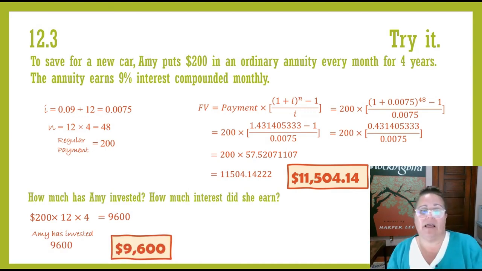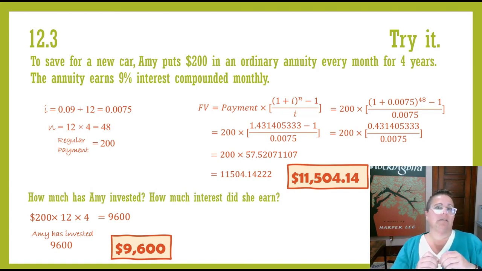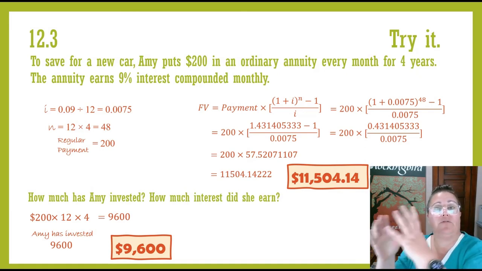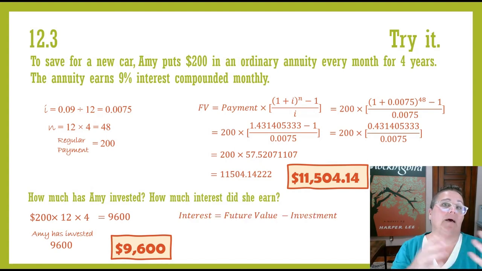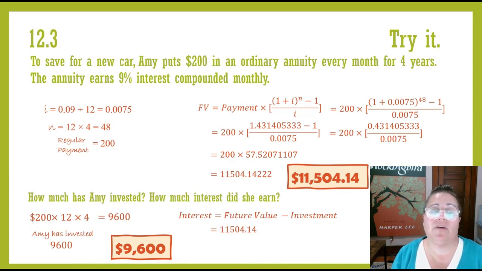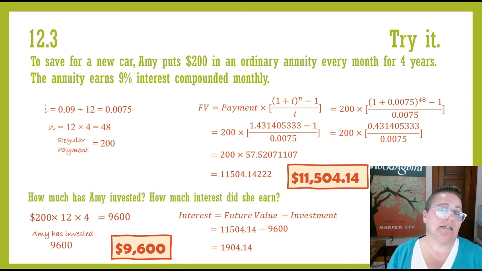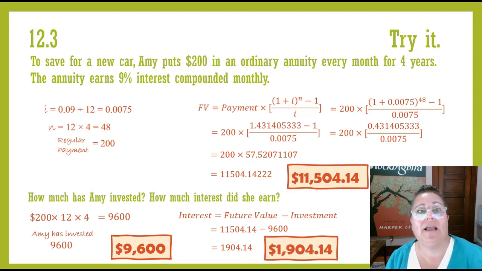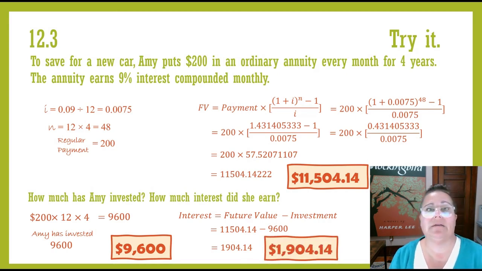In the account is $11,504.14. So the interest is the difference between the future value of that account and the amount that Amy has invested, the $9,600. This is just a subtraction problem to find that interest. So we're going to take the $11,504.14 and subtract the $9,600 to get $1,904.14. And that's how much interest Amy earned on this annuity. That's not bad. Yeah, it took 4 years to get there, but that's almost $2,000 she didn't have to put in herself. Okay?